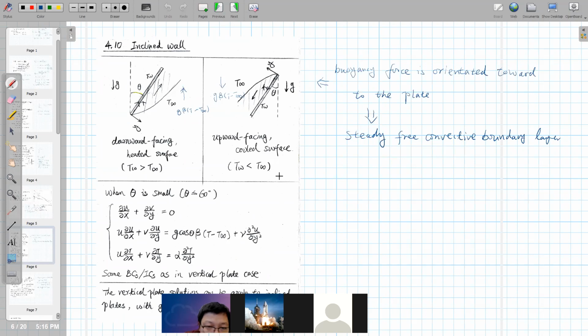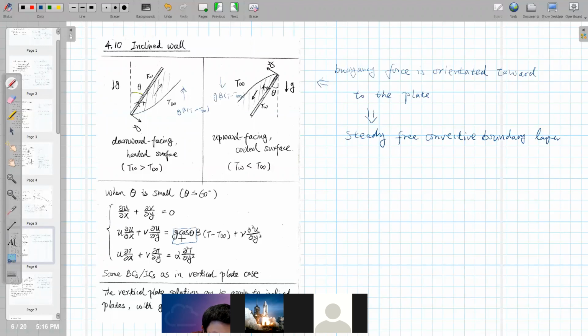And one immediate example people do is that if this theta value is not big, let's say this theta value is much smaller than 60 degrees, smaller than 60 degrees, we can still use this boundary layer. This is the boundary layer equation for the vertical plate cases, but only changing the g to g cosine theta. So if you compare this governing equation to the vertical plate cases, this is the only difference.